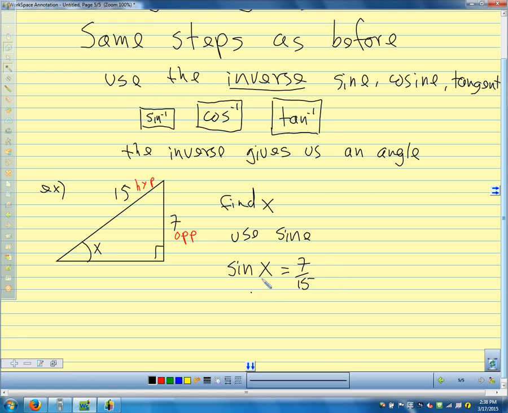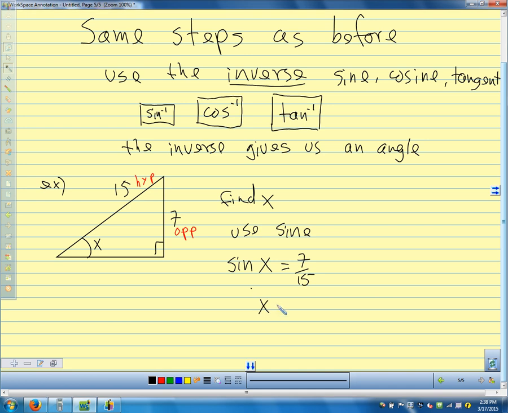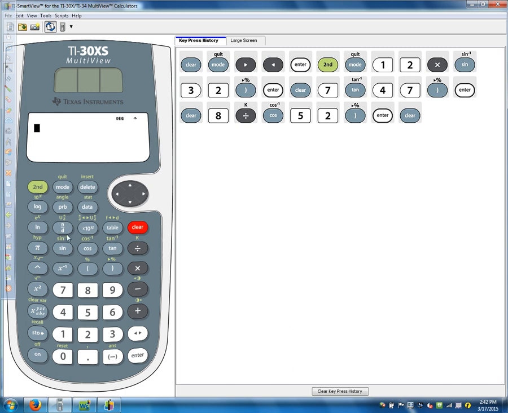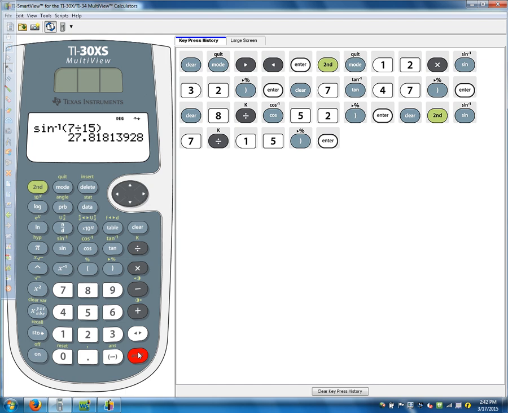All right, now since we're looking for an angle, we say that x equals the inverse sine of 7 over 15. The inverse sine gives us an angle. So I'm going to go to my calculator and enter it exactly like this. I'm going to do the inverse sine, which is this shifted button here. Inverse sine of 7 divided by 15. Make sure you close the parentheses there, otherwise your calculator is going to do not what you want it to do. Hit enter, and that says that angle is about 27.82.